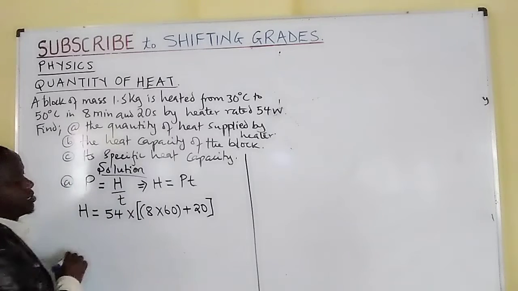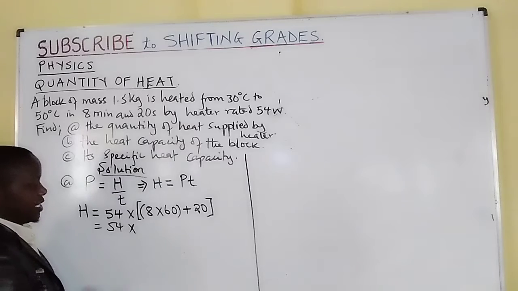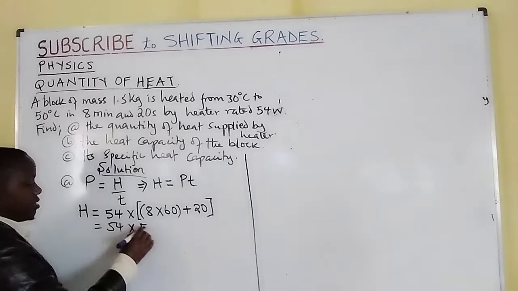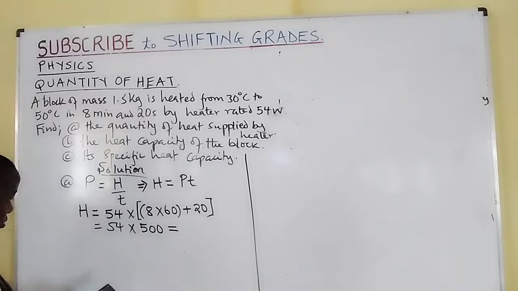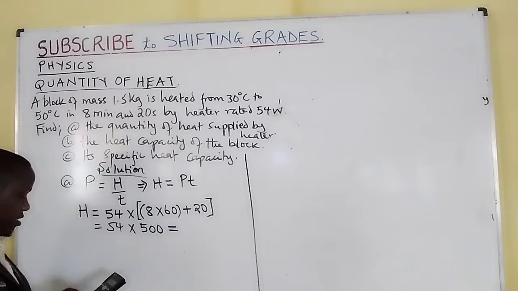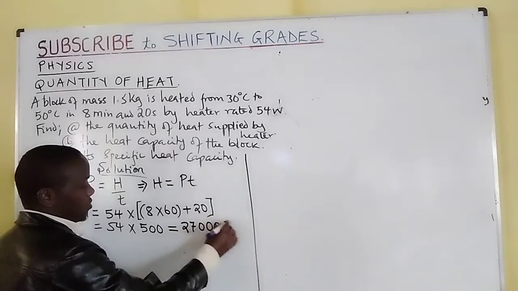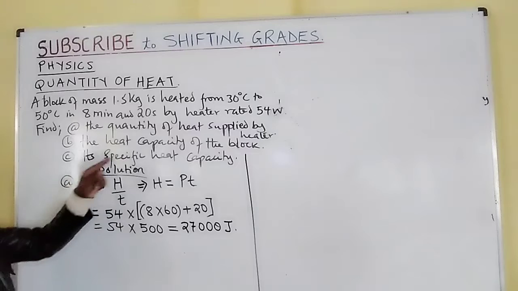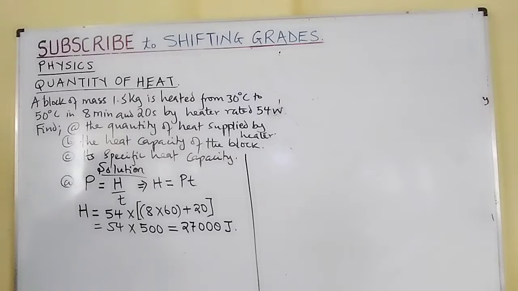And once they become seconds, we had 20. So this should be 54 times 480 plus 20. We get 500 seconds. So this 54 by 500, we get 27,000 joules. So this is the energy which is being supplied by the electric heater for 8 minutes and 20 seconds. We have 27,000 joules.